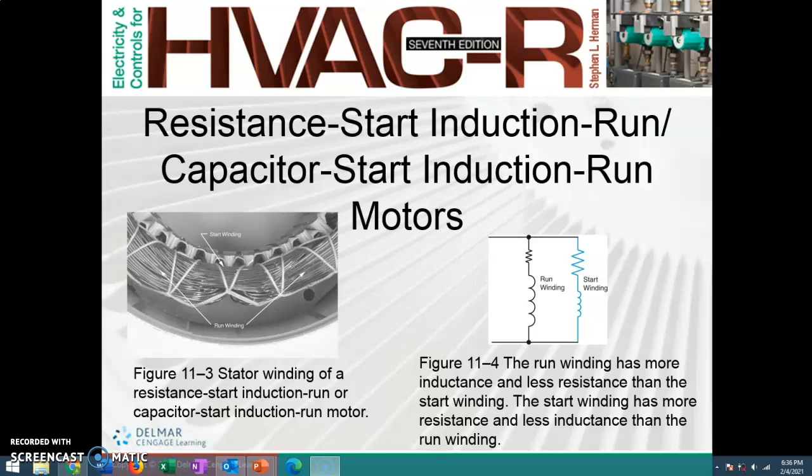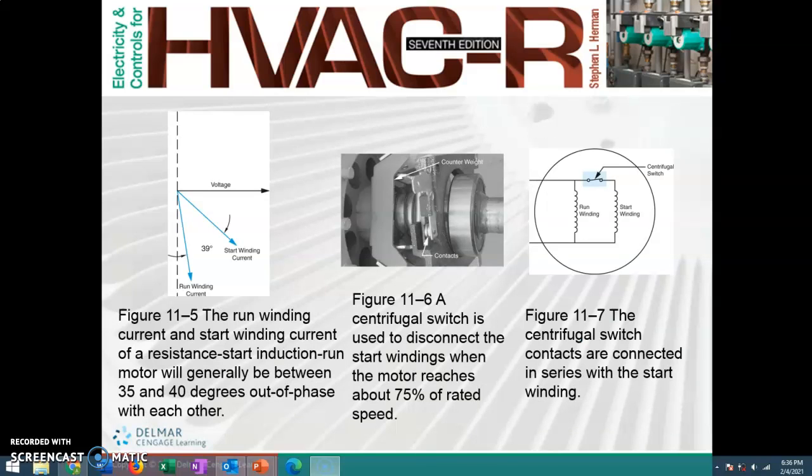The phase angle difference between the two, which is shown in the drawing on the left here, the phase angle difference between the current in the run winding and the current in the start winding of a resistance start induction run motor, is generally 35 to 40 degrees. And that's great. That's what the book says. That's what we all know. Unless you're an electrical engineer, this information is not going to do you much good. The important thing is there is a rotating magnetic field because the phases are different.